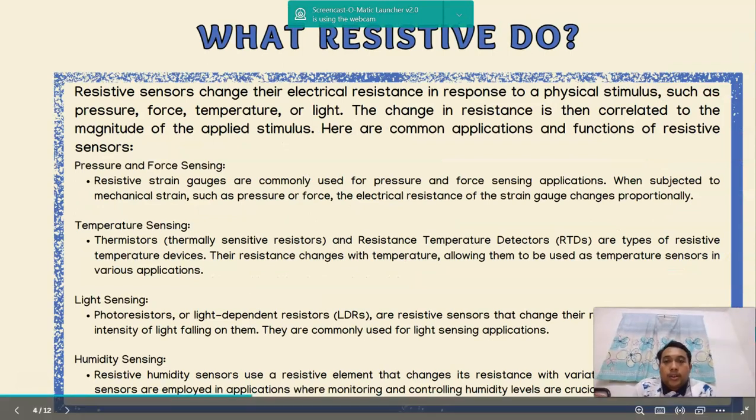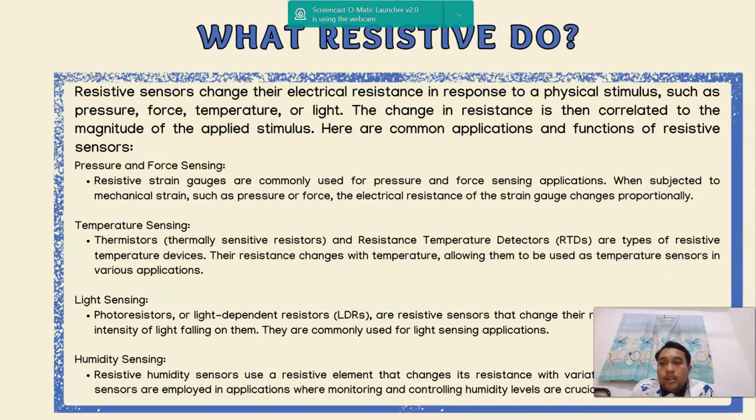Okay, what does a resistive sensor do? A resistive sensor changes its electrical resistance in response to a physical stimulus such as pressure, force, temperature, or light. The change in resistance is then correlated to the magnitude of the applied stimulus. Here are common applications and functions of resistive sensors. First is pressure and force sensing. When subject to mechanical strain such as pressure or force, the electrical resistance of the strain gauge changes proportionally.